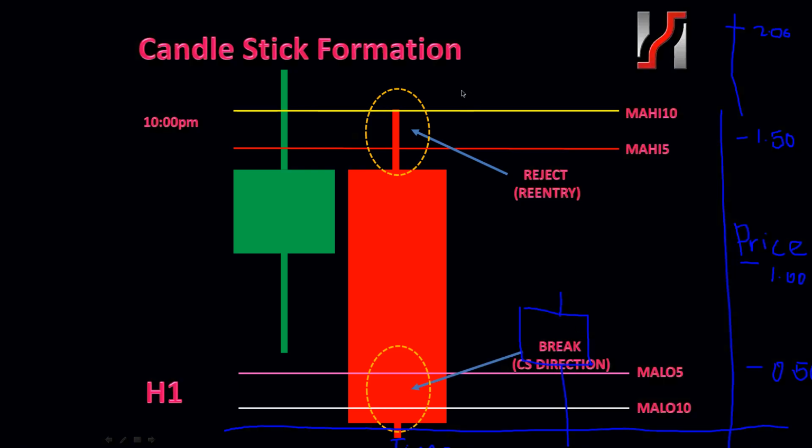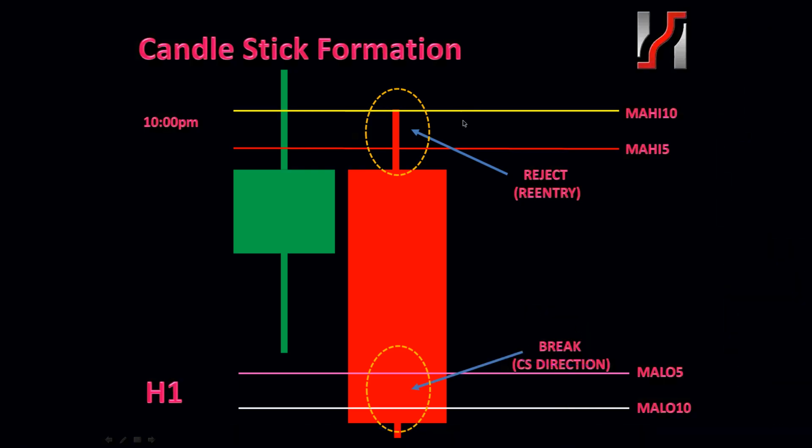Okay, all right, let me just clear this up. All right, so just a quick revision: whenever the price rejects buy or sell indicators, then obviously it's an entry for buy or sell. But whenever a candle breaks through a buy indicator or a sell indicator, then you know that it's a candlestick direction. Okay, let me move on to the next point.